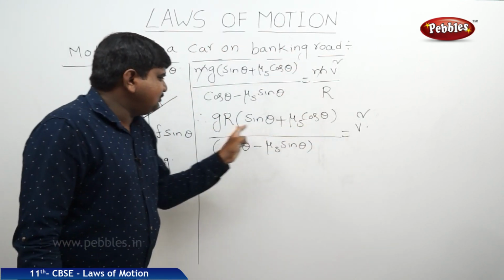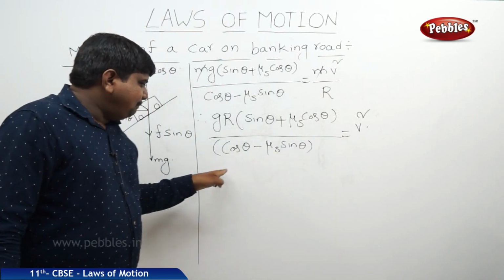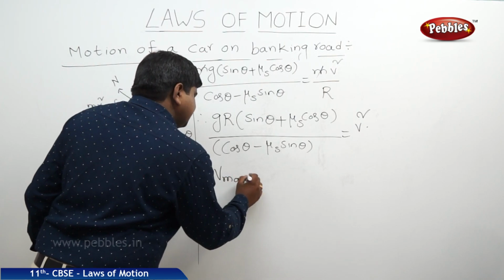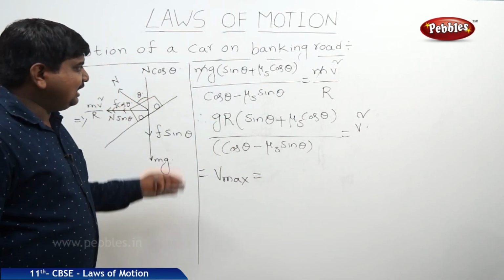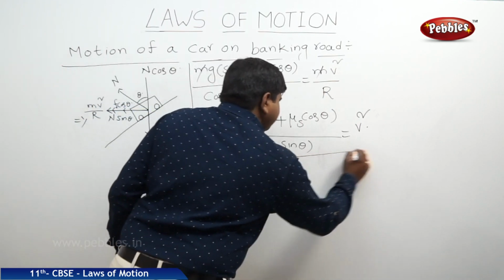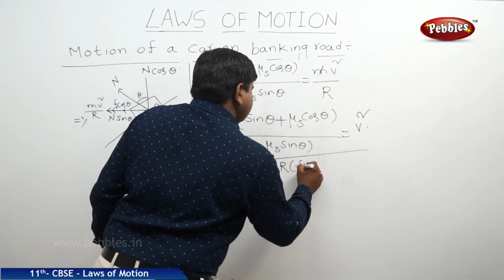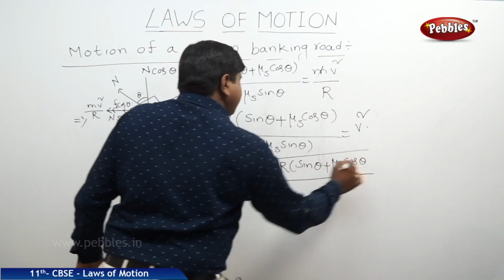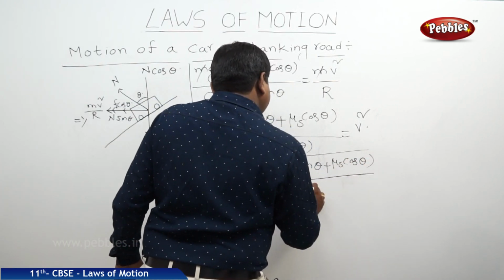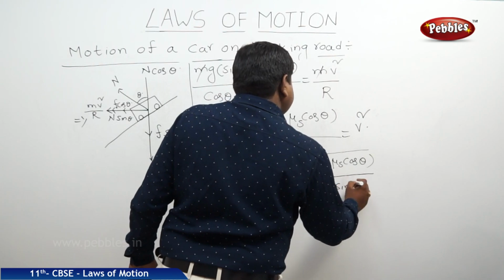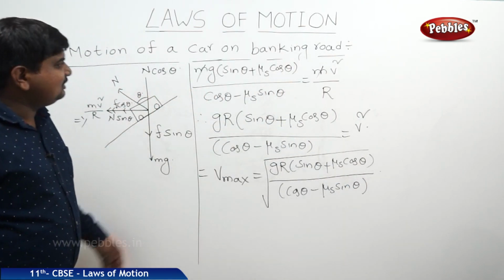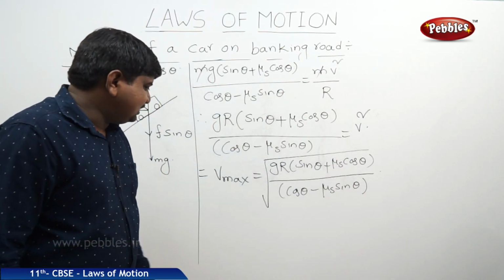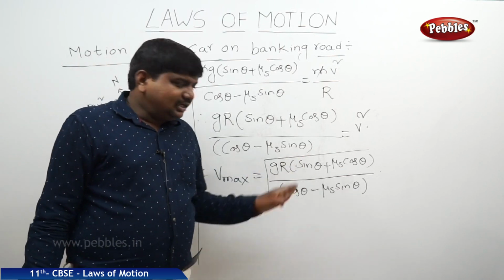So v square is equal to gr into sin theta plus mu s cos theta by cos theta minus mu s sin theta. Therefore v max, the maximum velocity to be attained by the body, is equal to the square root of gr times sin theta plus mu s cos theta, whole divided by cos theta minus mu s sin theta, where theta is the angle between the road and the wheels, mu s is the static friction coefficient, and v max is the maximum velocity.